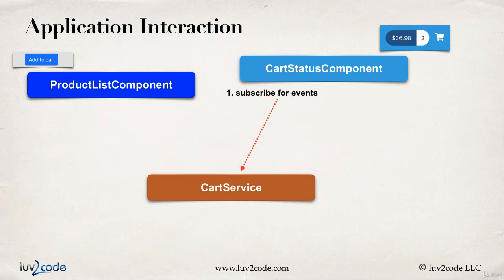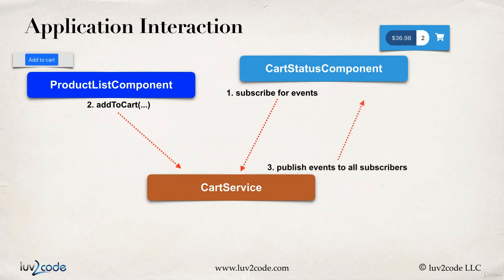The way it works here is that the cart status component is going to subscribe for events on the cart service. Then over on the left-hand side, when the user actually clicks on the add to cart button, the product list component is going to call the cart service. The cart service will keep track of all the items in the shopping cart, and then it'll publish the events to all subscribers. So one of the subscribers here is the cart status component. The cart status component will receive the event and then update the UI for the total price and quantity.